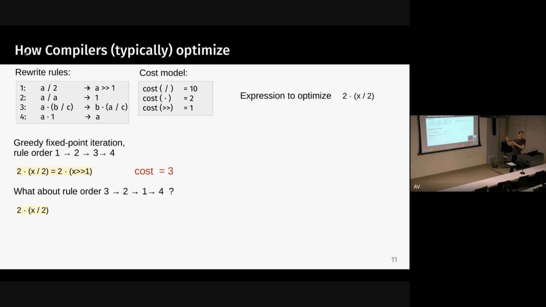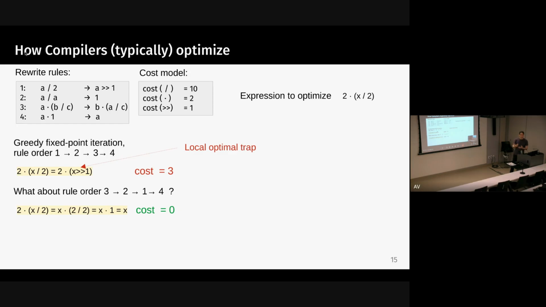I picked them to make the example work. You would realize that you get the x outside, and you have x times 2 divided by 2. Now rule number 2 can apply. You get x times 1. Now rule number 4 can apply. 3 does not apply anymore. 4 applies. You get x. And that has the optimal cost of 0 because there is no operation left.